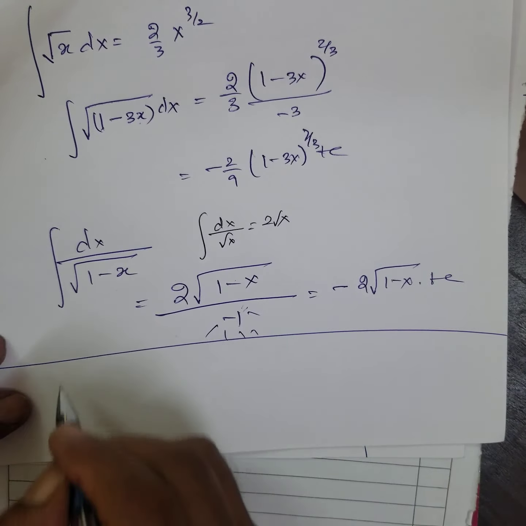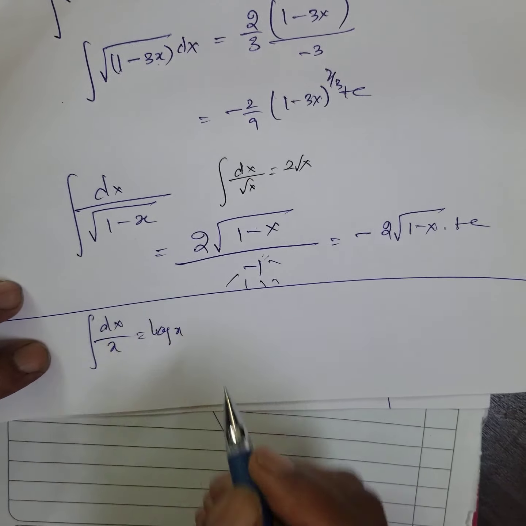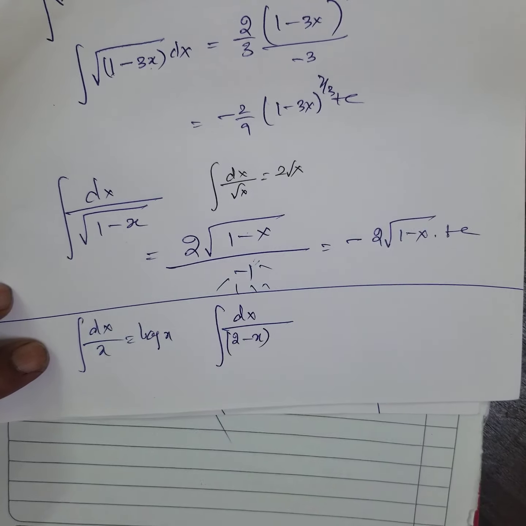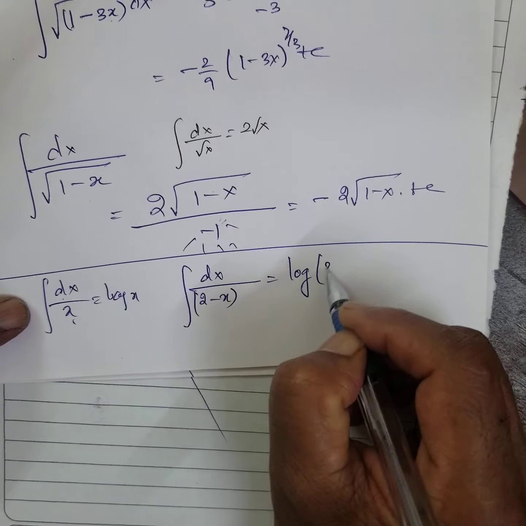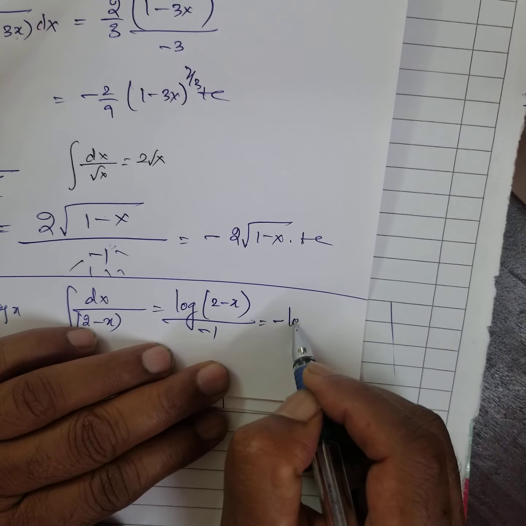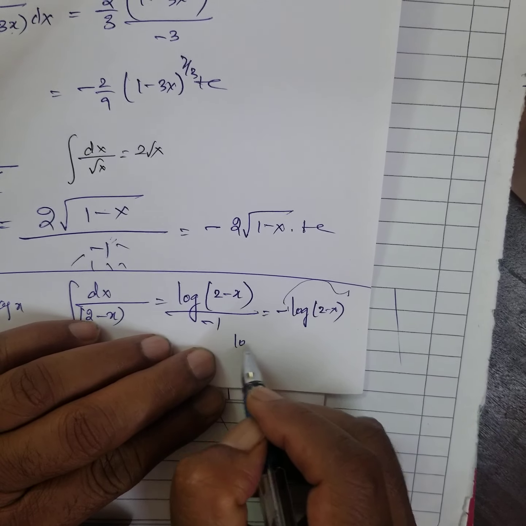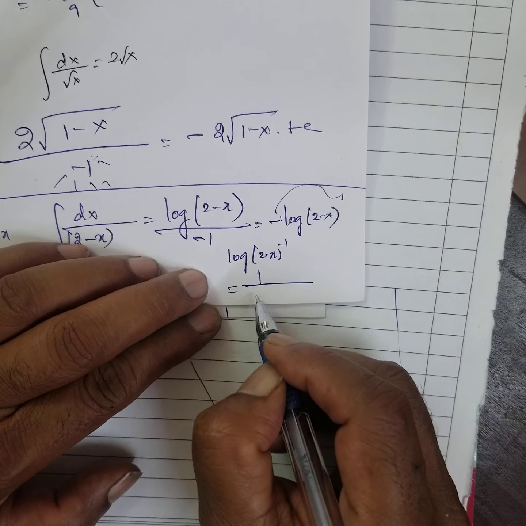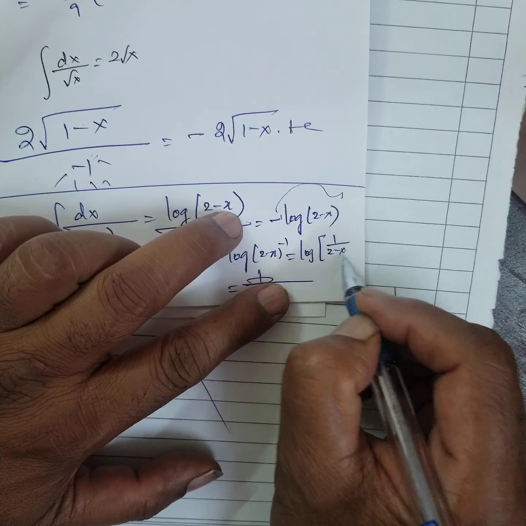For almost all choice, say integration of dx by x is what? Log x. But integration of dx by (2 minus x), how to do this? This is the x term, therefore log (2 minus x). Coefficient of x is what? Minus 1. This is equal to minus log (2 minus x). This goes up, log (2 minus x) to the power of minus 1. That is equal to log of 1 by (2 minus x).